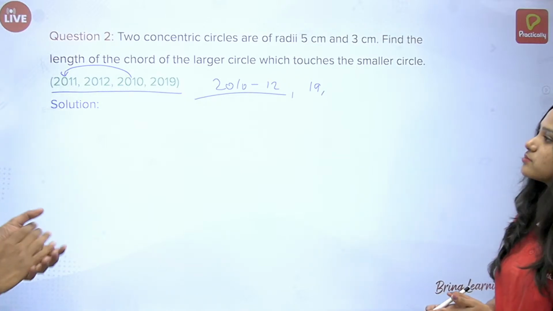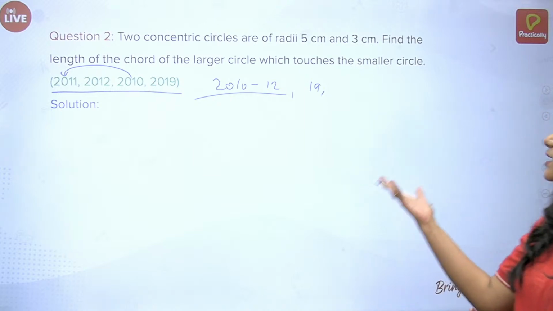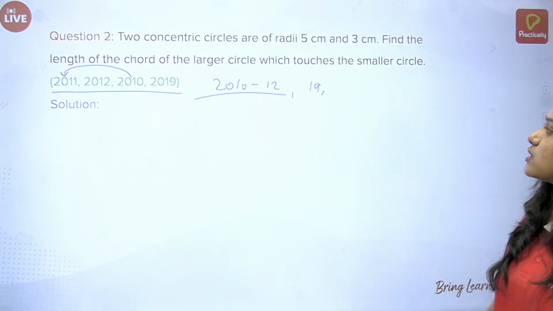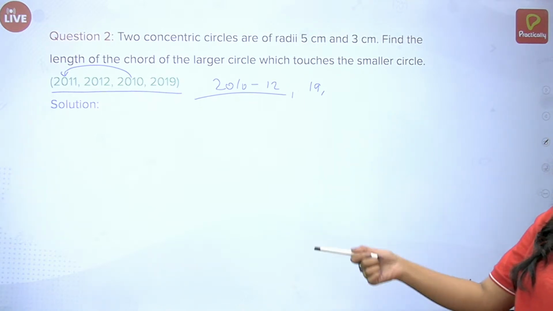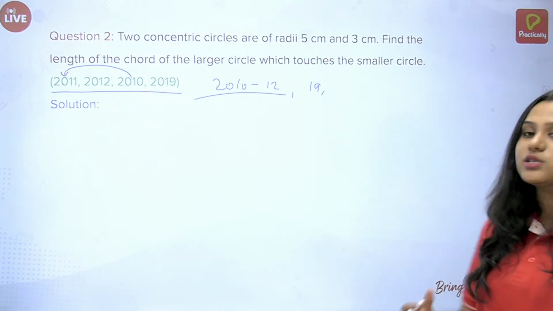So this means that this is the important question. And also an NCERT question, sir. Yeah. So this is super easy. We can just see the question and tell the answer. Anyway, two concentric circles are of radii 5 centimeters and 3 centimeters. Find the length of the chord of the larger circle which touches the smaller circle.